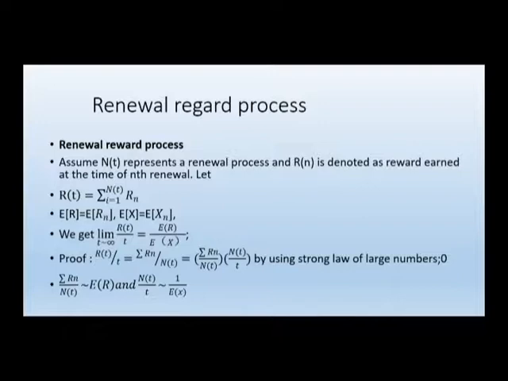So we can conclude that the long-run average reward equals the expectation of the reward in one renewal cycle divided by the expected length of a renewal cycle. In other words, it can be explained as the expectation of the reward during a cycle divided by the expectation of the length of a cycle.